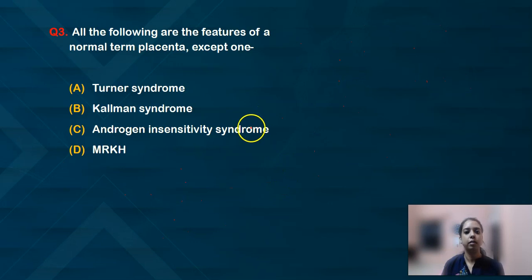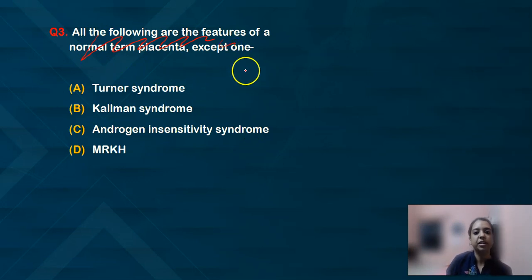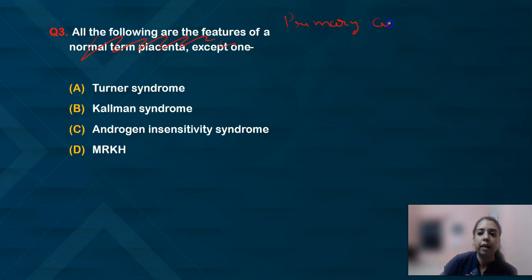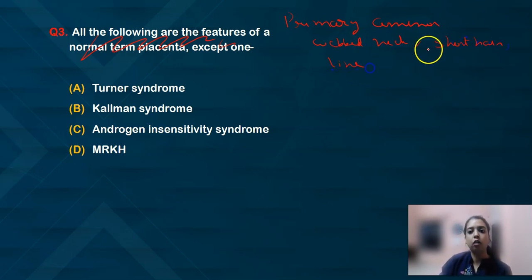All the following are features of... sorry, the wrong question has been typed. So this question was, the girl has primary amenorrhea with webbed neck and short hairline. The hormonal profile was given, which said that E2 is low, whereas FSH and LH are high. The diagnosis was being asked. One additional thing was given, that on ultrasound she had streak gonads.